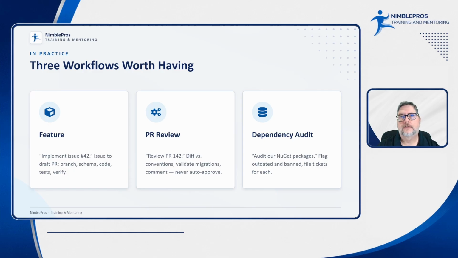Dependency audit. How often do libraries get updated, packages get updated? It's constant. And being able to create a dependency audit workflow, and having it look for those updates. Look at our NuGet packages. Flag anything that's outdated or banned. Flag anything with severe concerns, that kind of stuff. And if you find anything, create a ticket. Don't automatically update it. Create a ticket. And then somebody else will look at that and say, okay, is this something we need to do now? Is this something we need to do later?